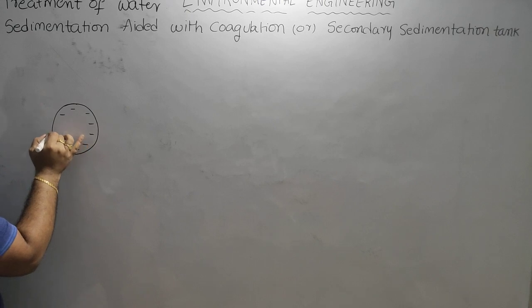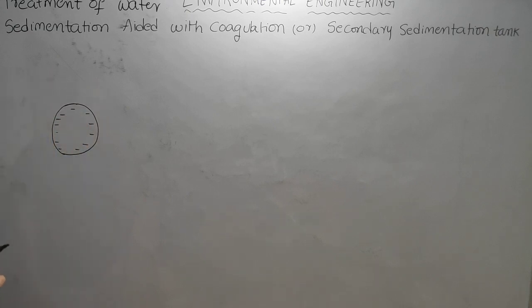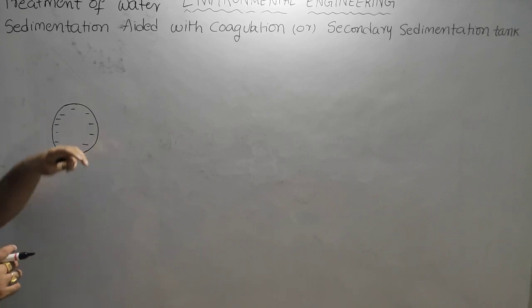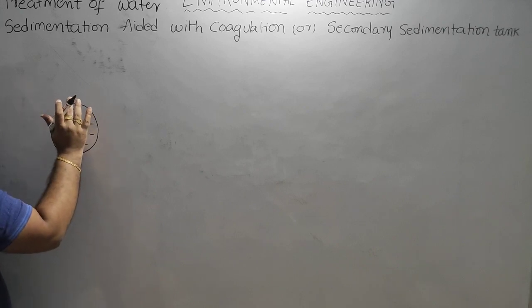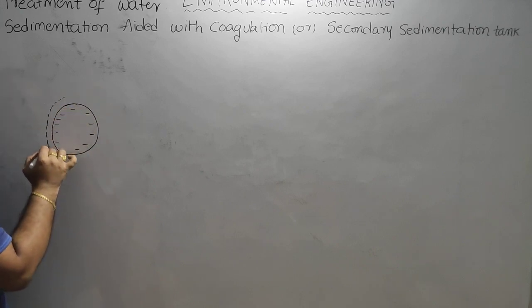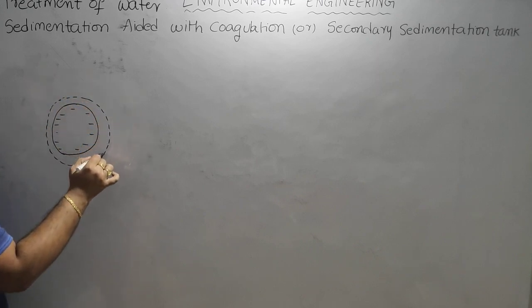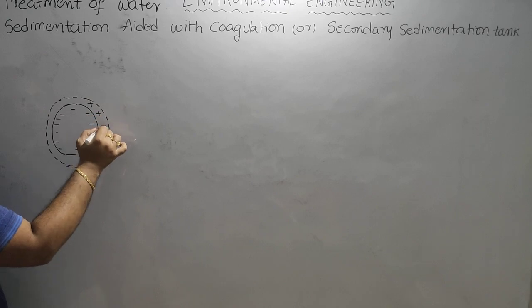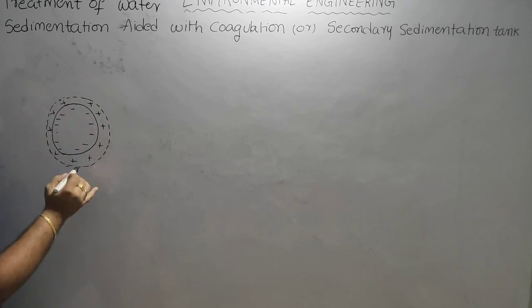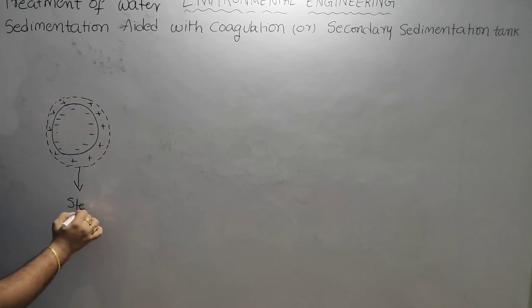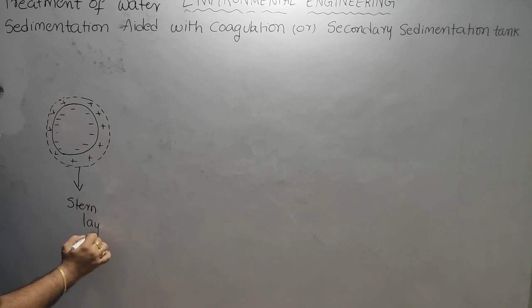Water is a dipolar molecule. When it finds a negatively charged particle, it will offer a positive charge by H plus ion. So these negatively charged particles are attracted by the hydrogen ion of water, and they form a layer like this. This layer is called the Stern layer.